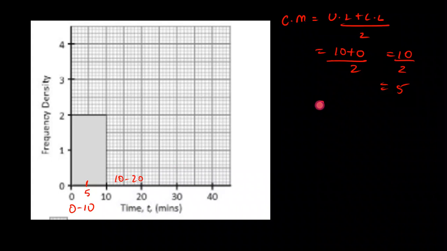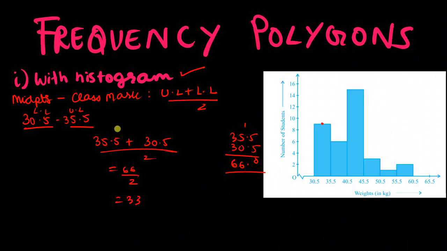Let's try for the 10 to 20 class interval. So for this, you know, the upper limit will be 20 plus lower limit 10, divided by 2, which will be 30 by 2, which will be 15. Obviously you can see that this point here will be your class mark.